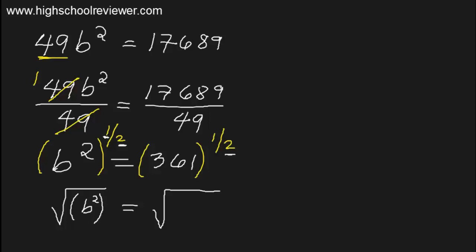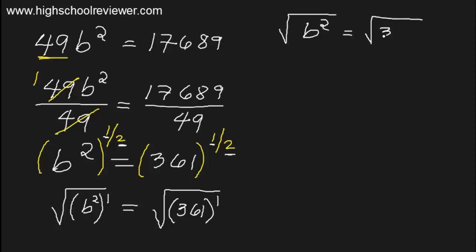The exponent here will be the numerator, and the numerator is 1, so that will be b squared raised to 1. Our base here is 361. The exponent is also 1, so 361 raised to 1. This will be the square root of b squared equals the square root of 361. Now, the square root of b squared will be positive b, and we have here the square root of 361. We will have two values, the positive and the negative. So the square root of 361 is 19.